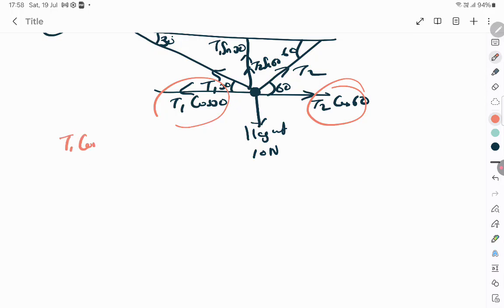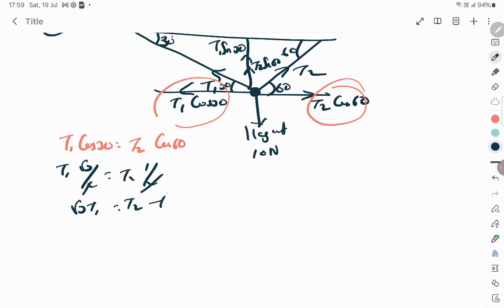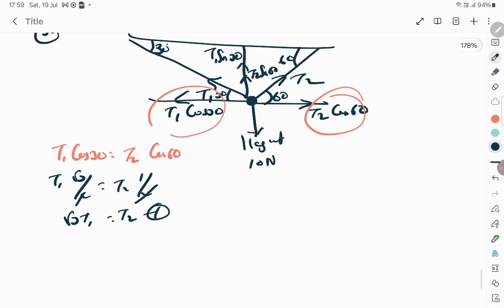So T1 cos 30 will be equal to T2 cos 60. So what is cos 30? Cos 30 is root 3 by 2. Cos 60 is 1 by 2. So you get a relation: root 3 T1 is equal to T2. You get one value, and this is using left, and left is equal to right. Left vector is equal to right vector. Up vector is equal to down vector.